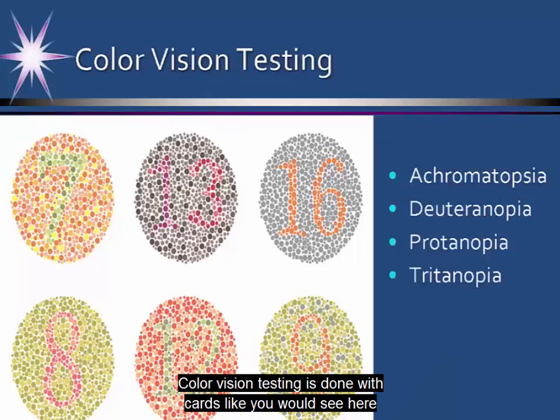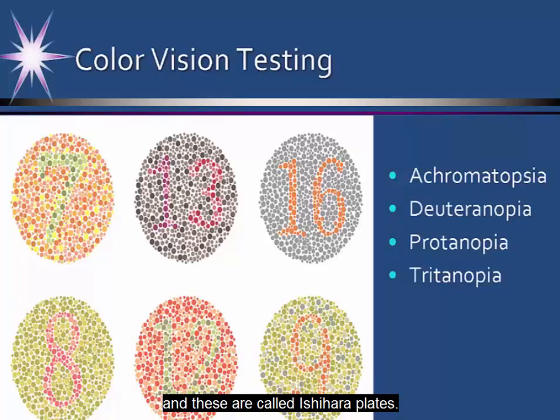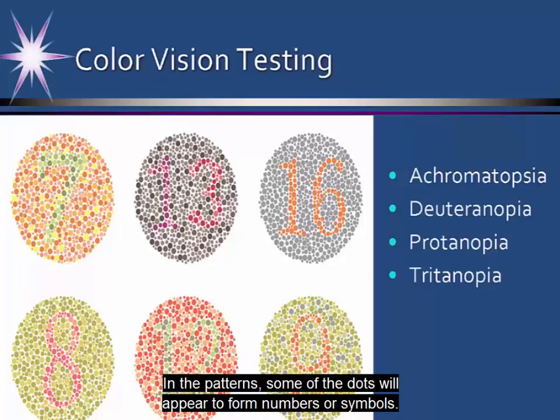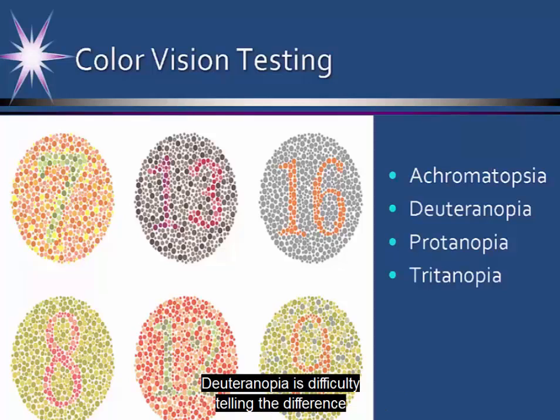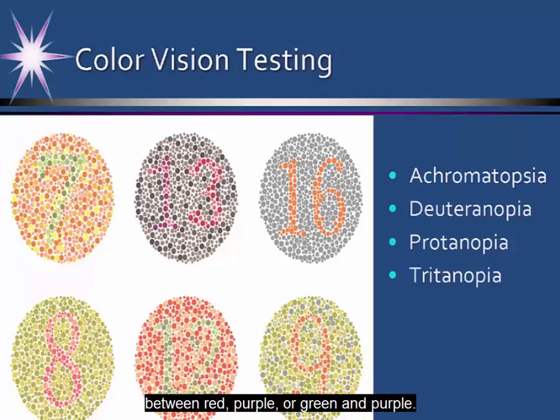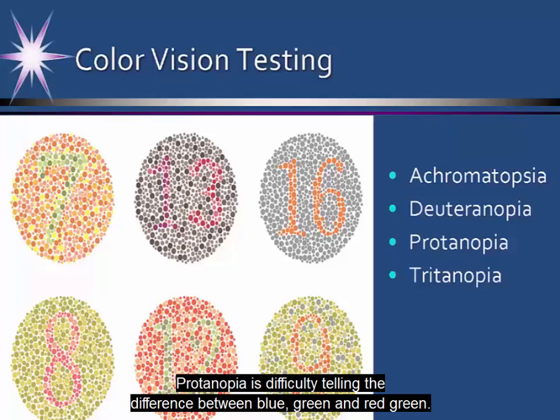Color vision testing is done with cards like you would see here, and these are called Ishihara plates. In the pattern, some of the dots will appear to form numbers or symbols. Achromatopsia is complete colorblindness, seeing only shades of gray. Deuteranopia is difficulty telling the difference between red, purple, or green and purple. Protanopia is difficulty telling the difference between blue-green and red-green. And tritanopia is difficulty telling the difference between yellow-green and blue-green.